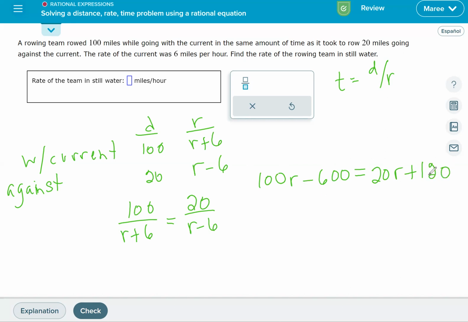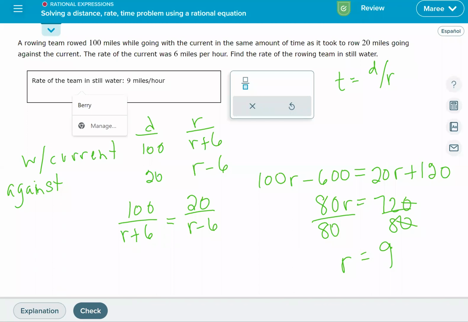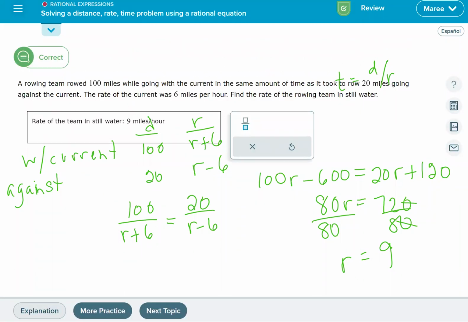So let's add 600 to 120 to get 720. And we'll subtract 20r to get 80r. We shall divide by 80. 72 divided by 8 is 9. So the rate of that rowing team is 9 miles per hour. Okay, that's the end of our lesson.